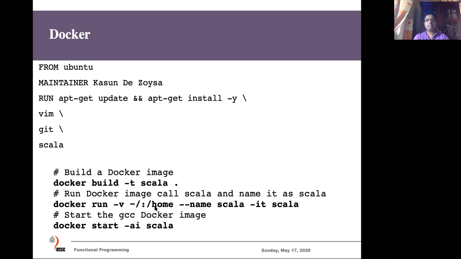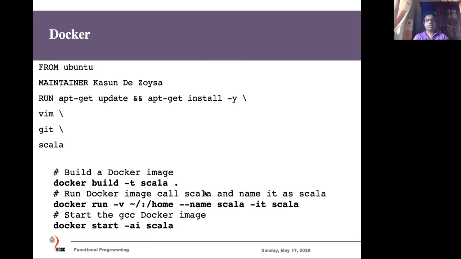With the -v parameter, we can mount the host file system to the Docker file system. So I say tilde slash, it takes the home directory of my host machine and maps it to the home directory in the VM. When I start that and change to the home of the VM, what I see is my home directory of the local machine. The advantage is that whatever I do with the image is saved in my local machine. If you do it with a VM, we can't do that, because the VM may not see the host machine's file system.